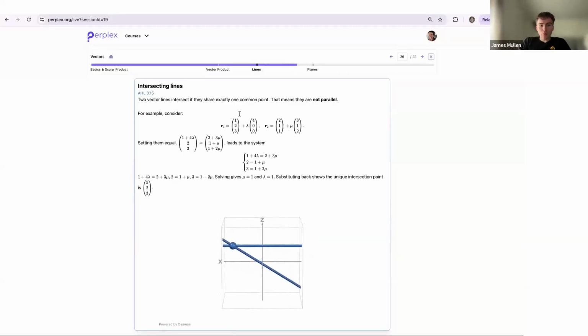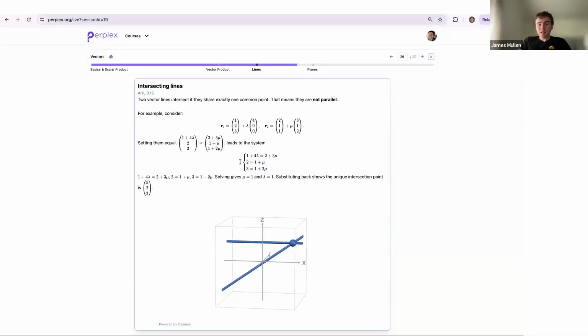So for example, consider the lines 1, 2, 3 plus lambda times 4, 0, 0, and 2, 1, 1 plus mu times 3, 1, 2. If I set them equal, it leads me to the system: 1 plus 4 lambda is equal to 2 plus 3 mu, 2 is equal to 1 plus mu, and 3 is equal to 1 plus 2 mu. Now, if I solve these two equations, if I subtract 3 minus 2, that's going to give me just mu. That tells me that mu is equal to 1, okay? And that leads me to lambda is equal to 1. Substituting that back in, it shows that I have a unique point of intersection, 5, 2, 3.